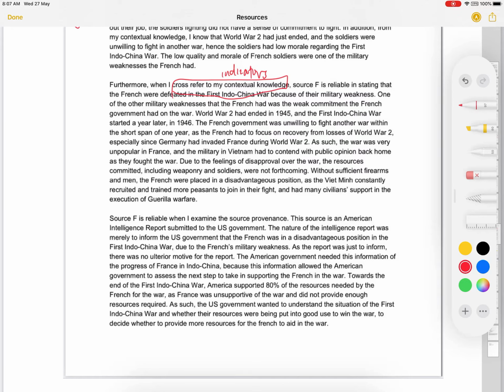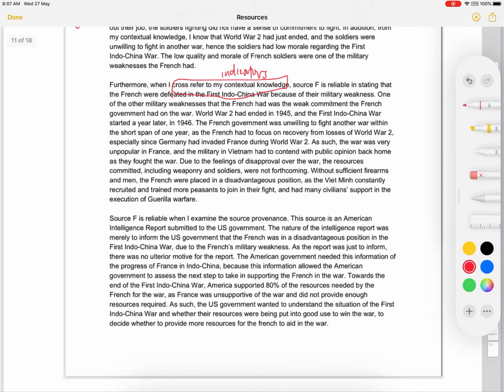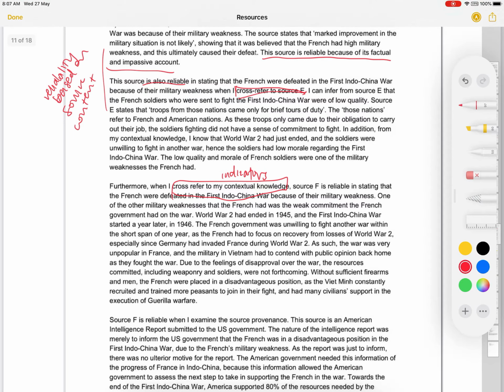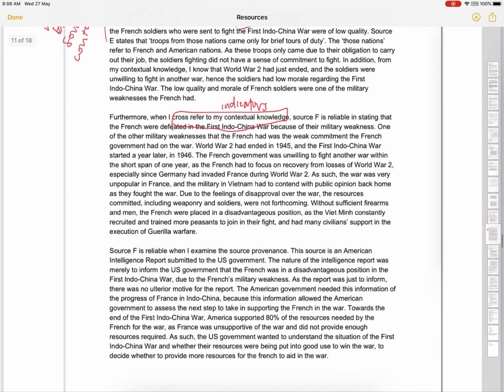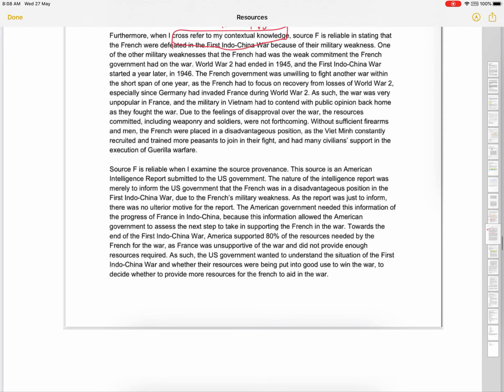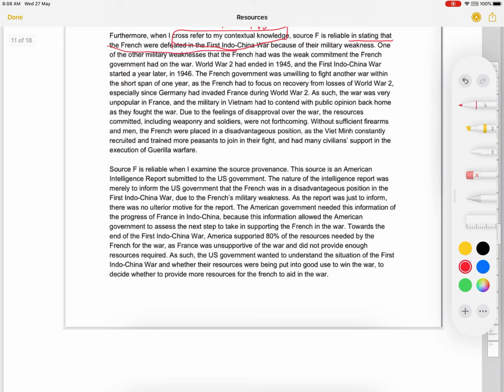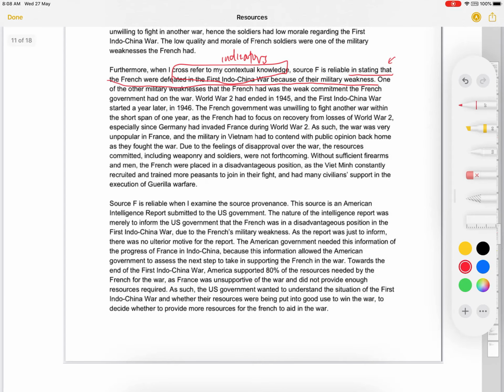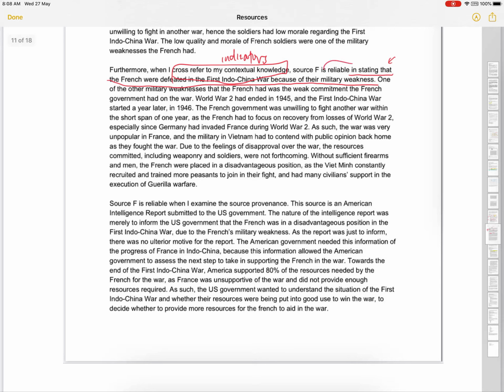So you need to use these indicators for them to know what you're doing, which is cross-referring, so that you can get a higher band. So here I'm cross-referring to my contextual knowledge, and this part is cross-referring to another source. And you realize that I always say reliable in stating the French were defeated in the First Indochina War because of their military weakness. I'm doing this to remind myself what inference I am checking. And then you must say whether, of course, it is reliable or not.